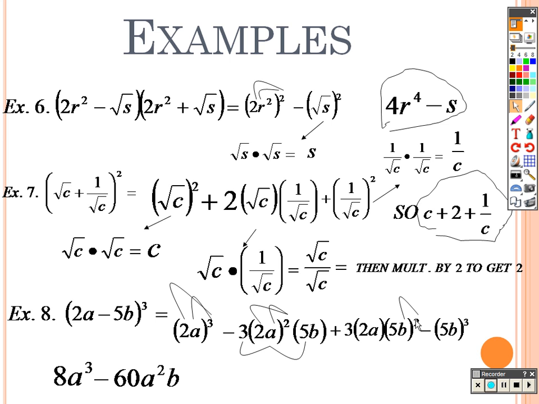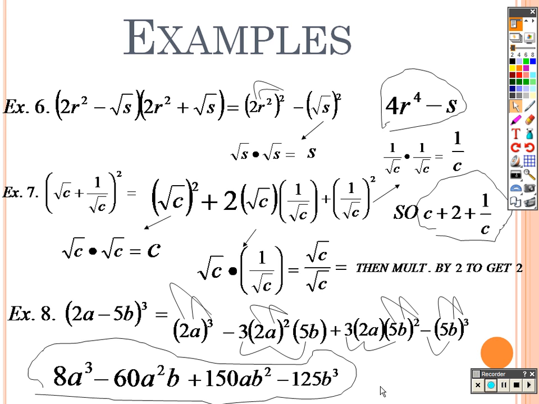Over on this one, it is 5 squared, which is 25. 25 times 2, which is 50. 50 times 3, which is 150. However, it's a b squared and an a. So we have an a, b squared. And then I take that cube through, and 5 cubed. 5 times 5 is 25. 25 times 5 is 125, but it's a negative. And I have that b cubed, and there is your final answer.